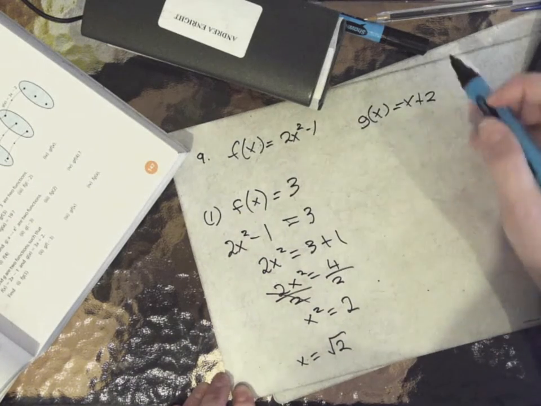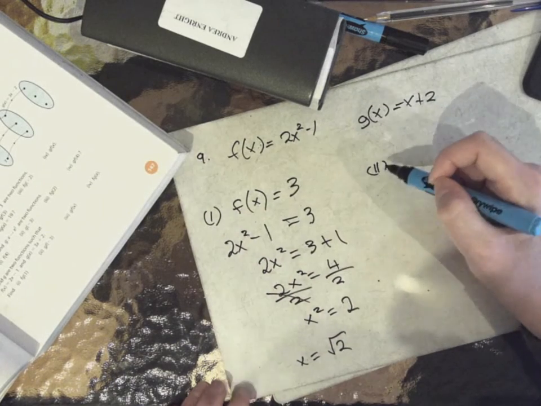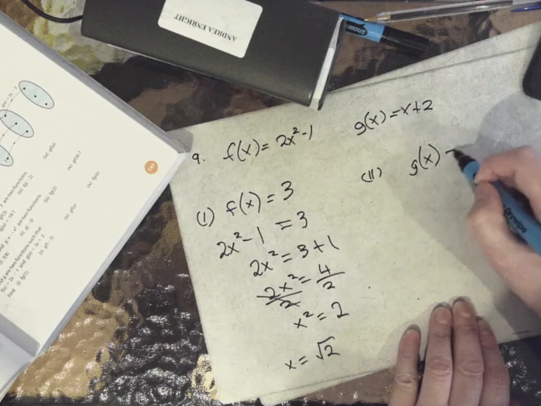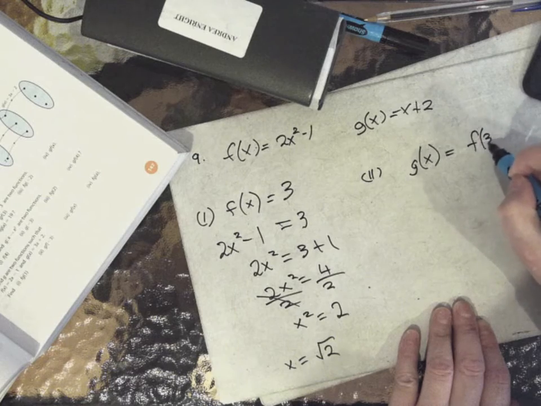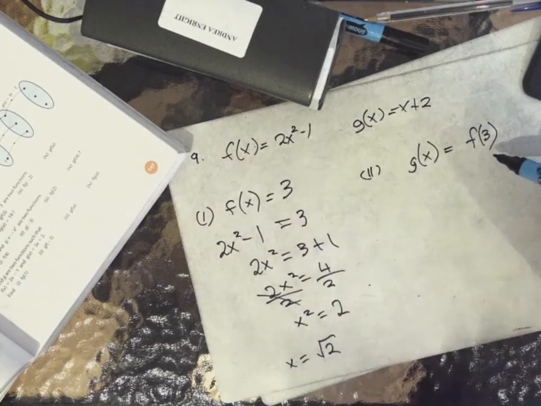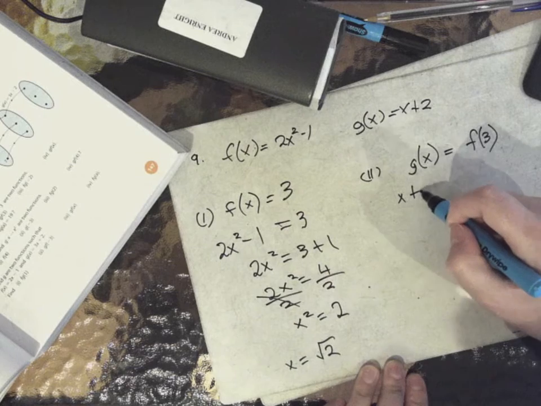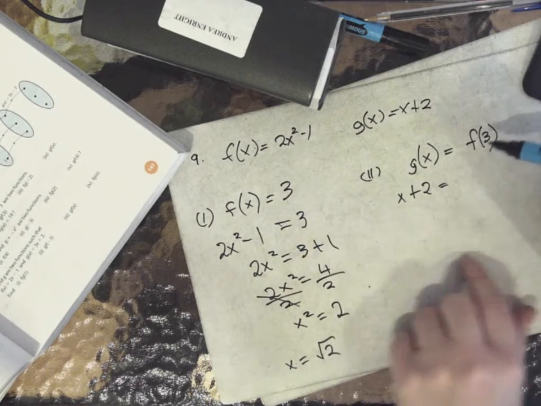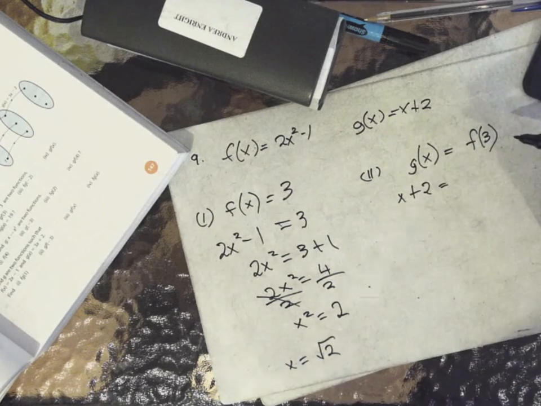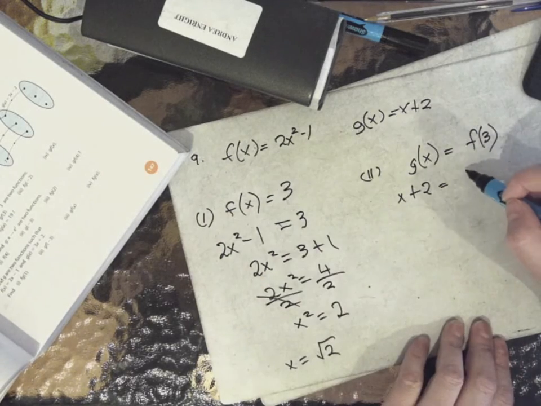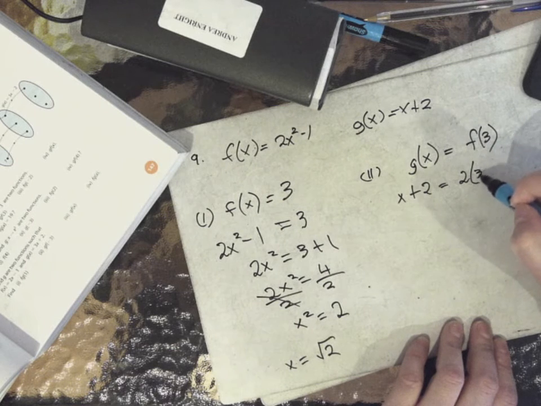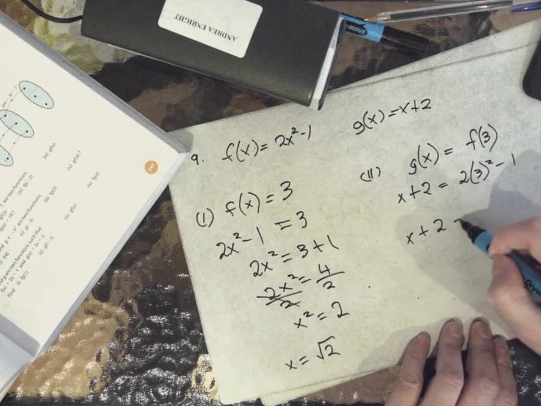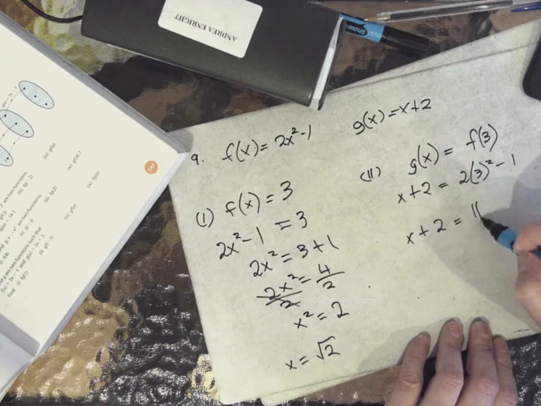Okay, the second part of that question asked me for g of x equals f of 3. Now g of x you can't do anything with. G of x is just here, x plus 2. Right? F of 3 you can get. F of 3, the 3 is in the bracket, so that means you put it in for x. So into f, everywhere I see an x, put in a 3. So it's 2 times 3 squared minus 1. So that's x plus 2 equals 11 on the calculator.